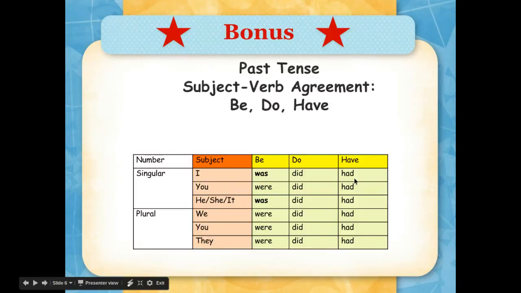Come on, click. Okay, past tense, subject verb agreement, be, do, have. So this is the past tense. It's already happened. I was, I did, I had. You were, did, had. He, she, it was, did, had. And then we, you, and they all use the word were.